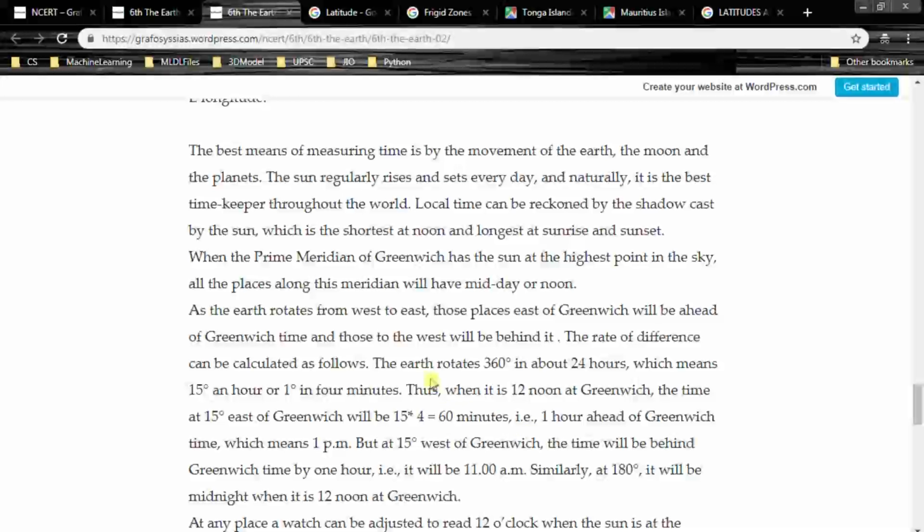So let's look at how that time is calculated. The first point is the earth rotates 360 degrees in 24 hours, which means 15 degrees an hour. 360 degrees divided by 24 hours is 15 degrees per hour, right? Or, if we divide by 60, we get 1 degree in 4 minutes. Thus, when it is 12 noon at Greenwich, the time at 15 degrees east of Greenwich will be 15 into 4, which is equal to 60 minutes, that is 1 hour ahead of Greenwich.